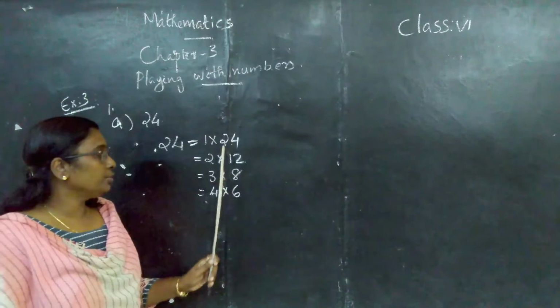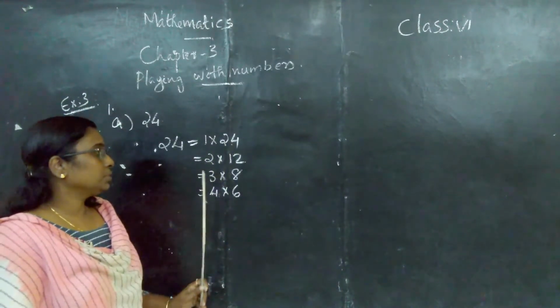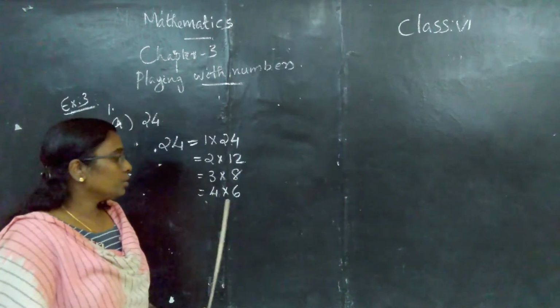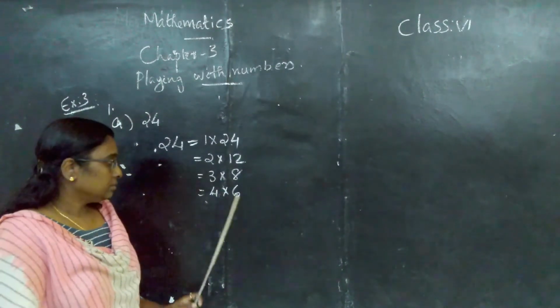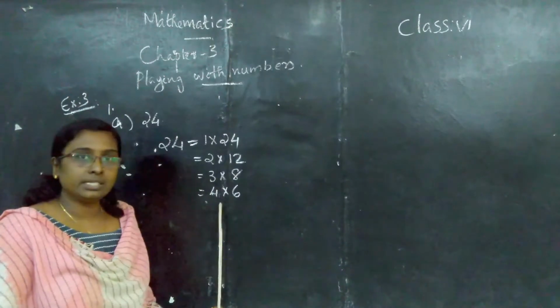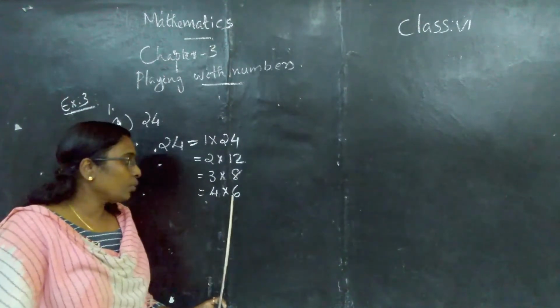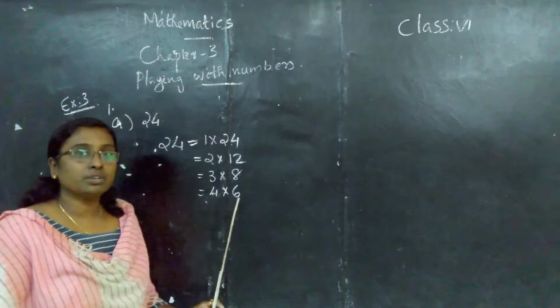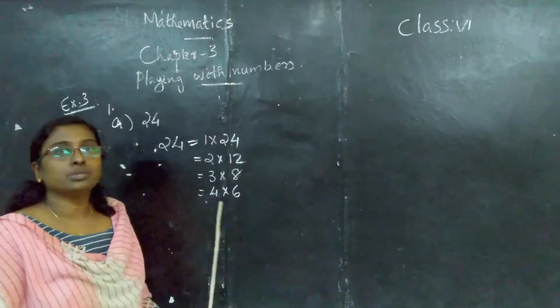24 equals 1 into 24, 2 into 12, 3 into 8, 4 into 6, equal to 6 into 4. Again we can write 24 equals 6 into 4. We write this as 4 into 6. According to the commutative property, 6 into 4 is the same as 4 into 6. So these are the possibilities.